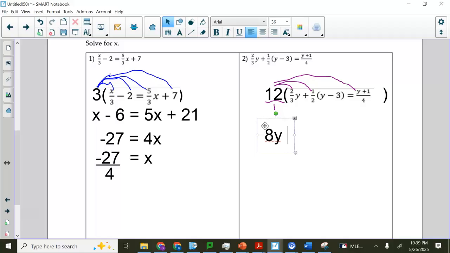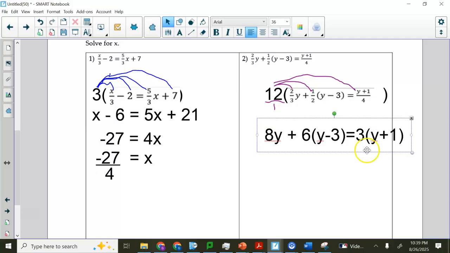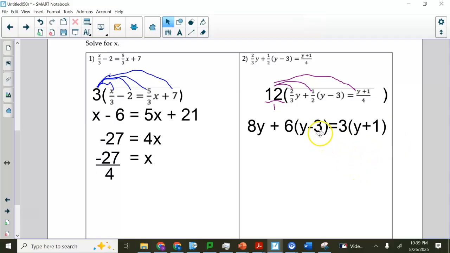So we go 8y plus, and then 12 times half. Half of 12 is 6, but we still have that y minus 3 in parentheses. And then equals, over here the 12 and the 4 will cancel to just be a 3 on top. Now we still need to leave that y plus 1 in parentheses over there. All right, so the good thing about that is we have no more denominators to work with, and now we can just solve the problem. So why don't you guys pause the video and then go ahead and solve for y.